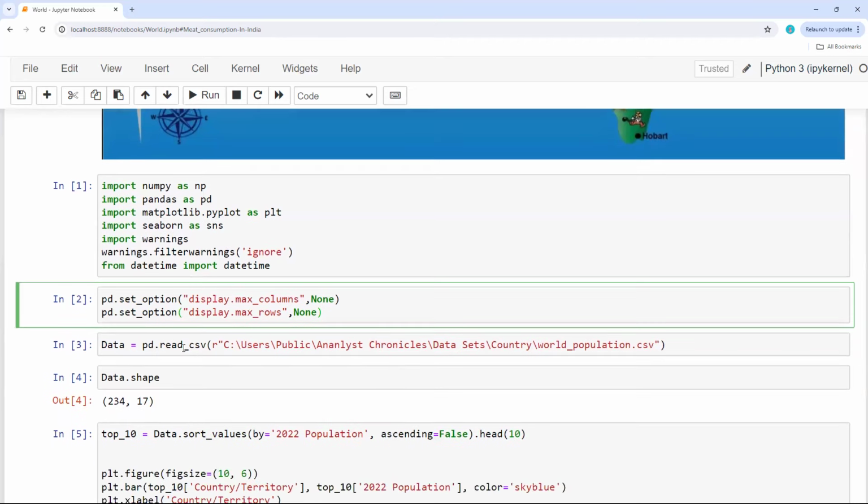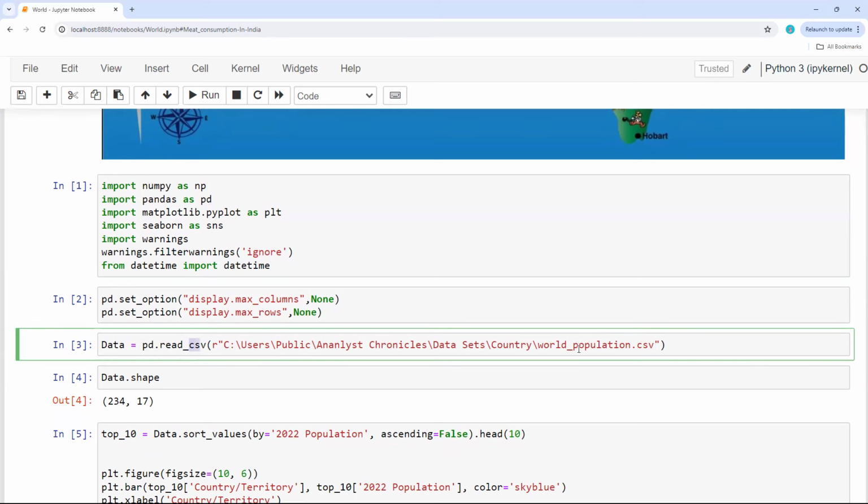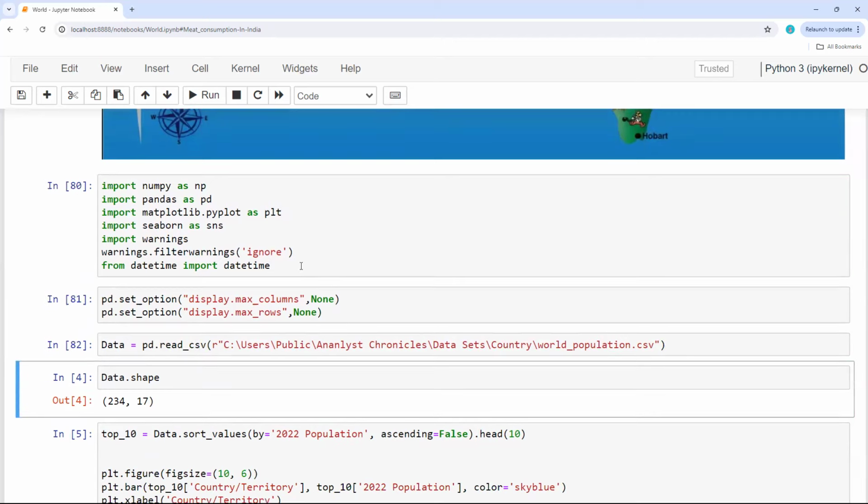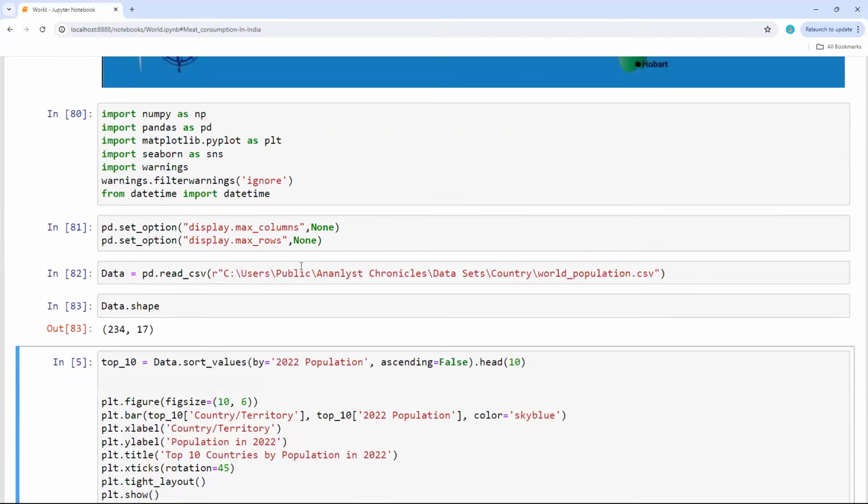And I have loaded the data with pd.read_csv, because I'm using a CSV file. And this is my data set. Let me run this, and let me run this. And this is the shape of the data set.